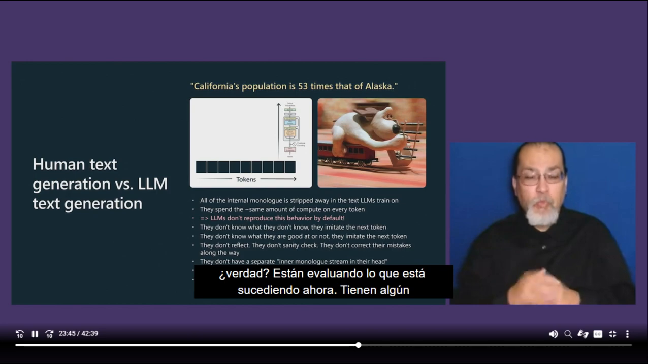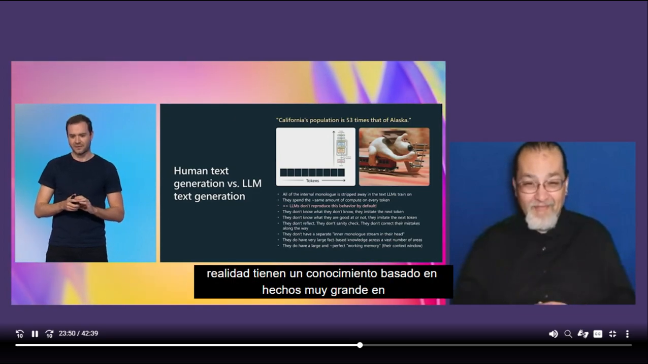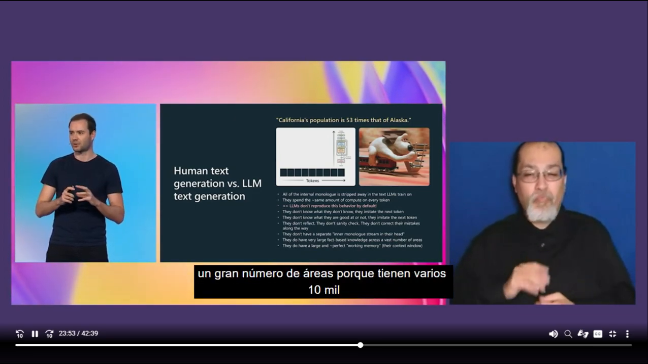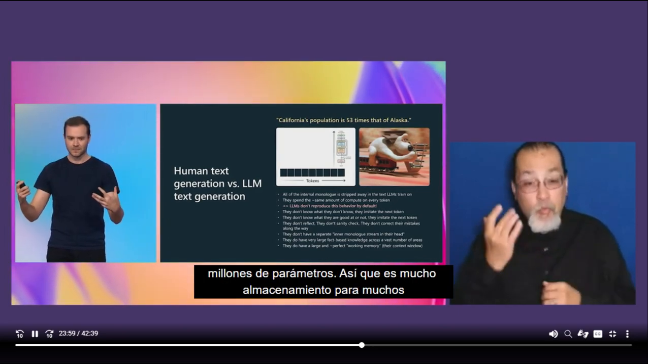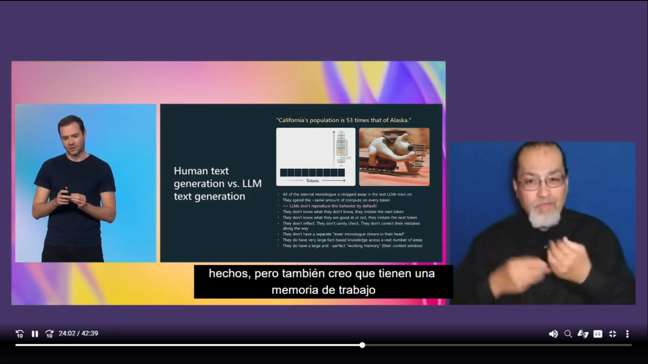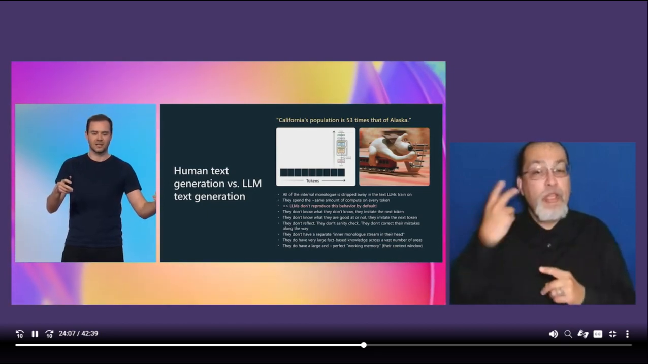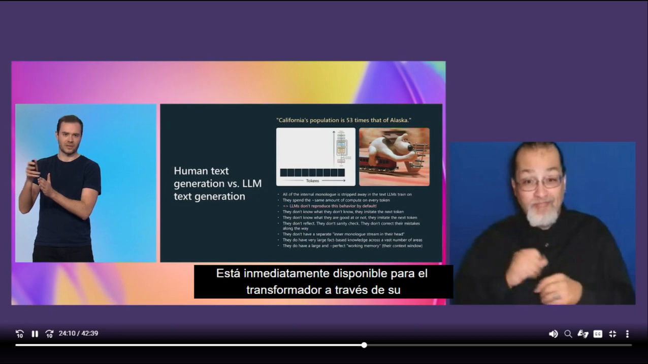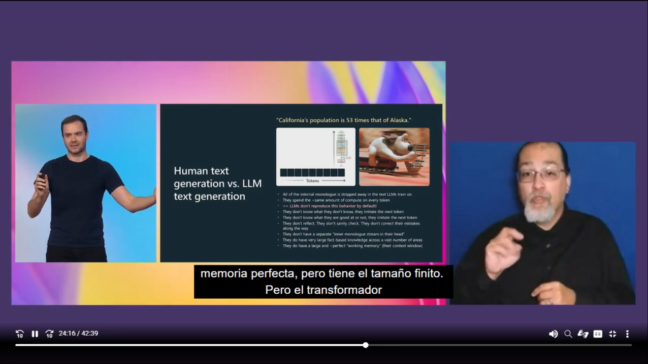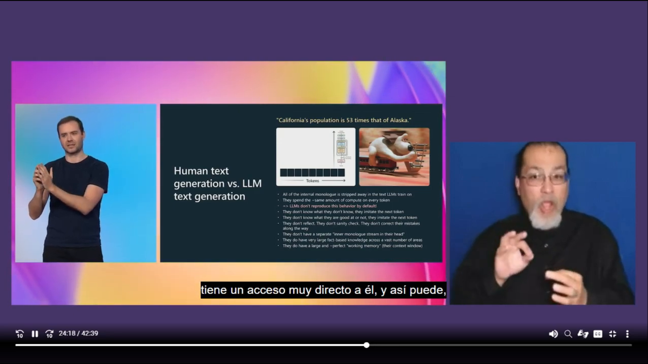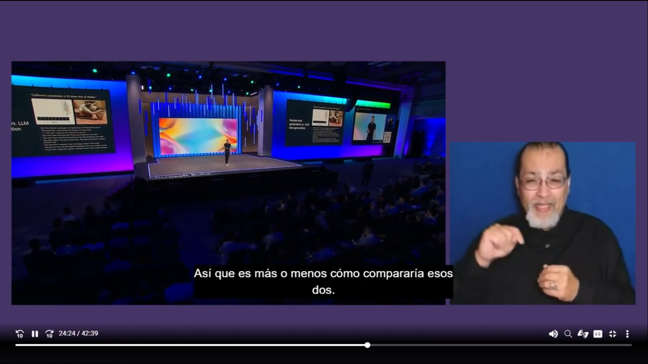They're evaluating what's happening. Now, they do have some sort of cognitive advantages, I would say, and that is that they do actually have very large fact-based knowledge across a vast number of areas because they have, say, several 10 billion parameters, so that's a lot of storage for a lot of facts. And they also, I think, have a relatively large and perfect working memory. So whatever fits into the context window is immediately available to the transformer through its internal self-attention mechanism. And so it's kind of like perfect memory, but it's got a finite size. But the transformer has a very direct access to it, and so it can losslessly remember anything that is inside its context window. So that's kind of how I would compare those two.